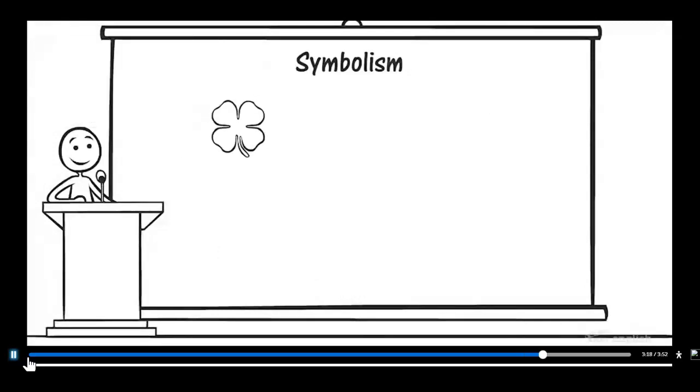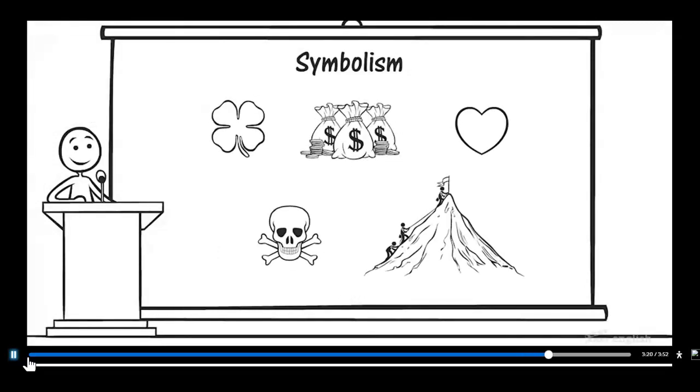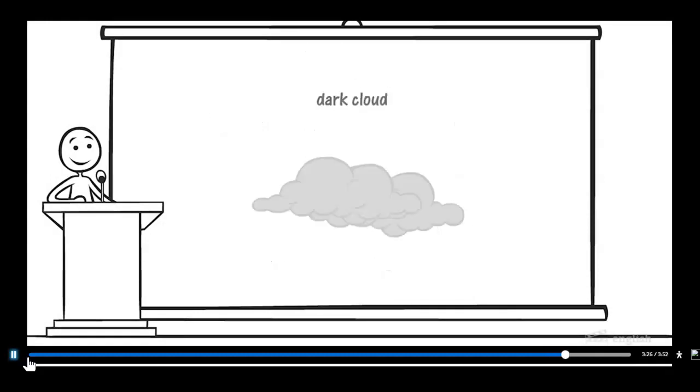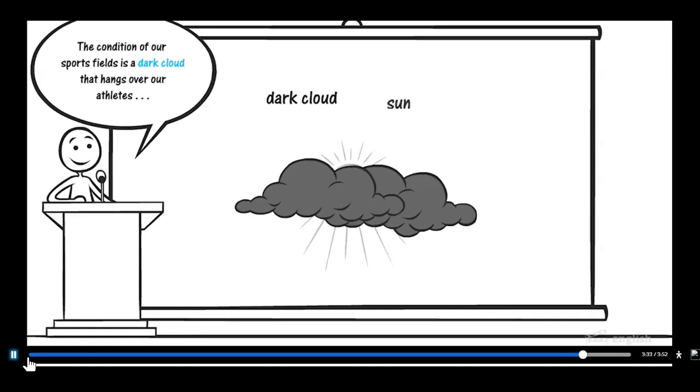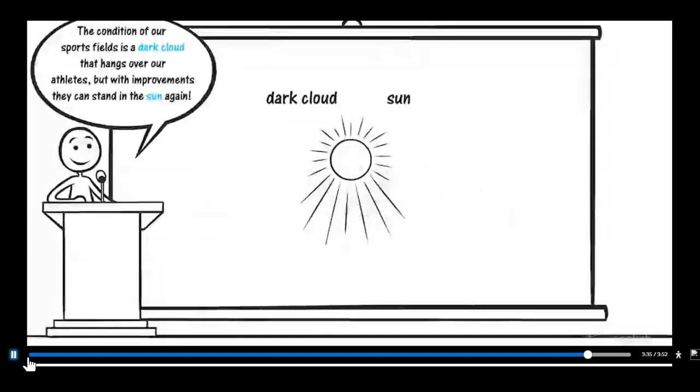And symbolism is using images to stand for words or ideas. It helps an audience picture and remember your point. For example, I can use a dark cloud to represent the situation now, and the sun to symbolize the positive changes new fields would bring.